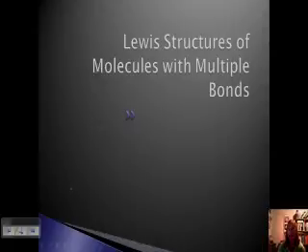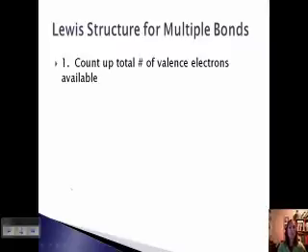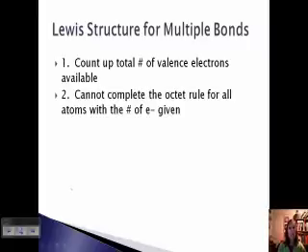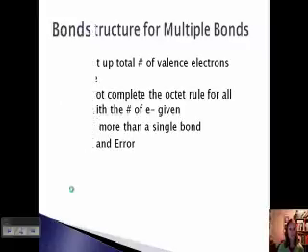Okay, not everything is going to have some single bonds, and so we need to look at molecules with double bonds or more, multiple bonds. So you do the same thing. You count up the total number of valence electrons available. But what's going to happen is when we do what we did before, where we tried to satisfy the octet rule, it's not going to work out with the number of electrons that we're given. And so what this means is that we're going to need the atoms within the molecule to share more than one pair of electrons. So we're going to need more than one single bond. And we just established this kind of through trial and error.